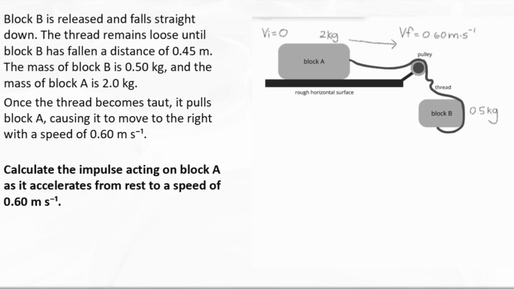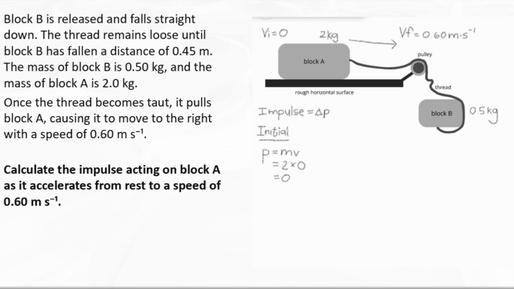We are asked to calculate the impulse acting on block A. Now remember, impulse equals the change in momentum. So what I'll do first is calculate the change in momentum. Let's start with the initial momentum. Remember, momentum is equal to the product of an object's mass and its velocity. So the mass is equal to 2 kilograms and the initial velocity is 0 because we know that it starts from rest. Now 2 times 0 is equal to 0, so the initial momentum is equal to 0.